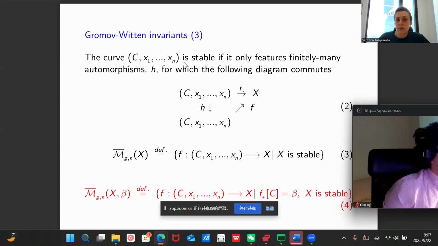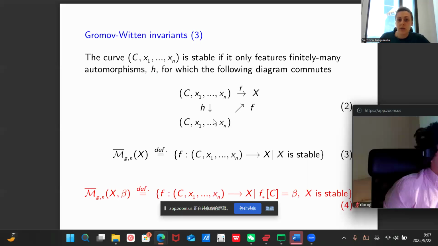The stability of the curve means that it has finitely many automorphisms, these H automorphisms that map the curve to itself, such that this diagram commutes. F is the same F that I defined before, which is the parameterization of the curve. So this diagram has to commute to ensure that the curve we start with is stable.